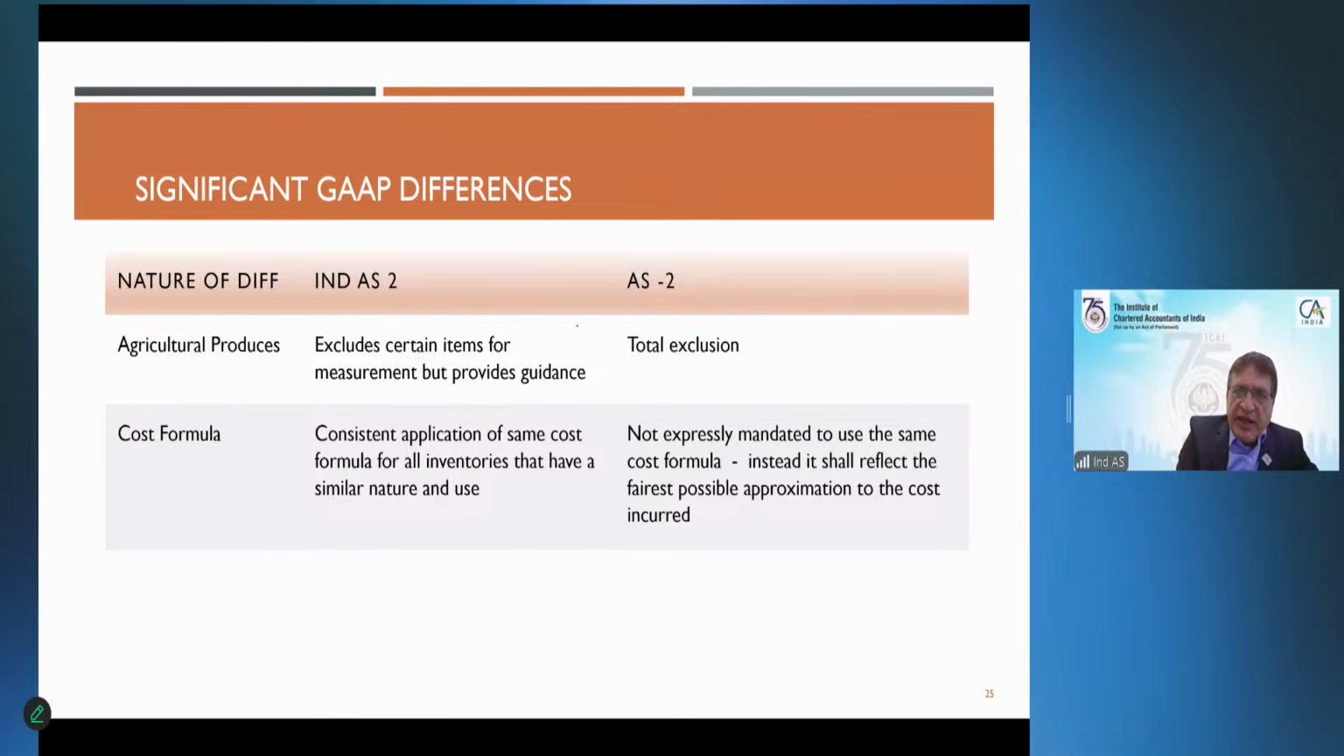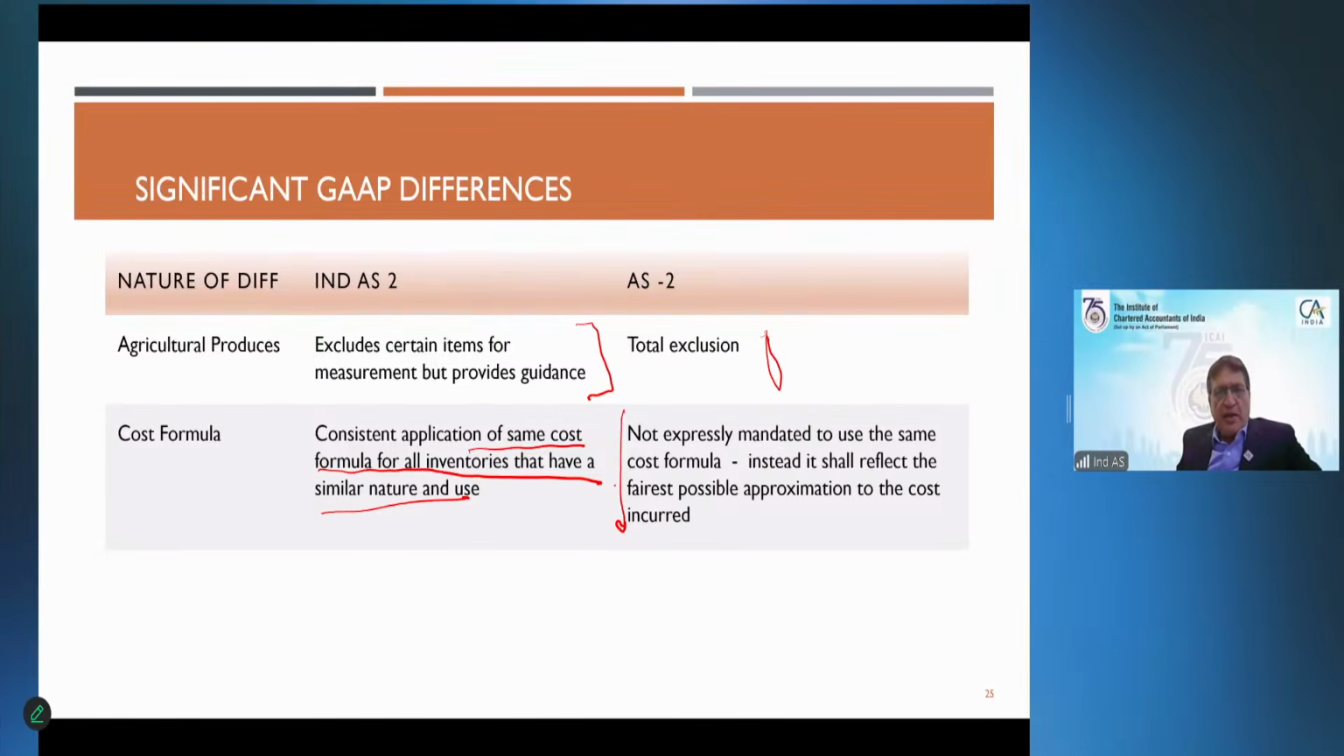Agriculture produce, it gives some guidance, that is the fair market value less cost to sell would be your inventory input cost or the starting cost. AS 2 does not refer to the agriculture part. Cost formula, it says application of the same cost formula for all inventories that have similar nature and use. It is not expressly given in AS 2, but it is broadly covered. These are the major differences.